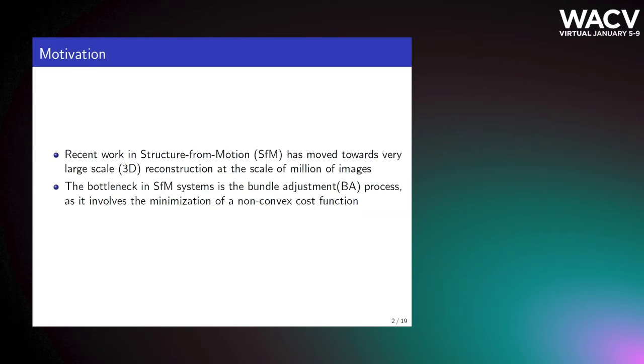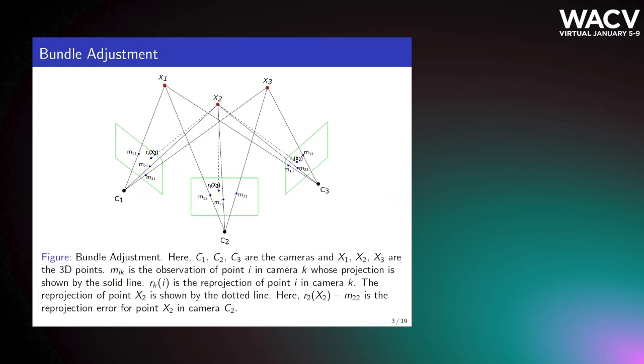Recent advances in structure from motion have moved towards problems involving millions of images. One of the bottlenecks in this system is the bundle adjustment process, which involves the minimization of a non-convex cost function. We can understand the bundle adjustment process from this example.